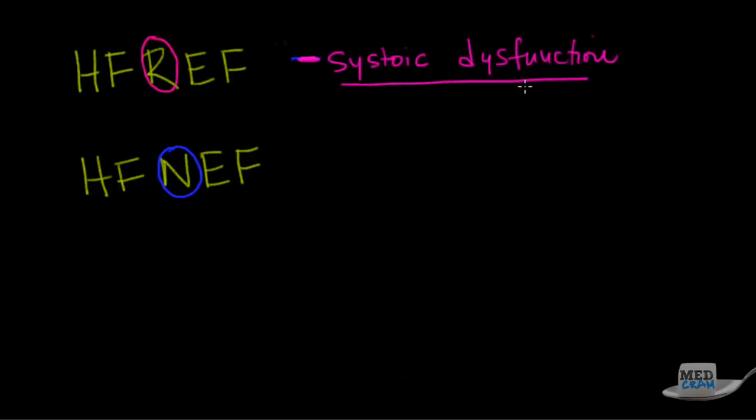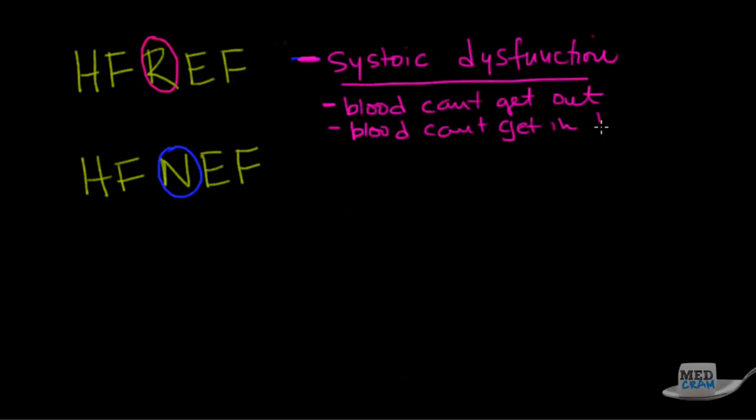And the problem here is that blood cannot be ejected out of the heart. Blood can't get out. As a result of the fact that blood can't get out, then blood can't get in to the heart. Okay? Now, with a normal ejection fraction, what's the problem here?